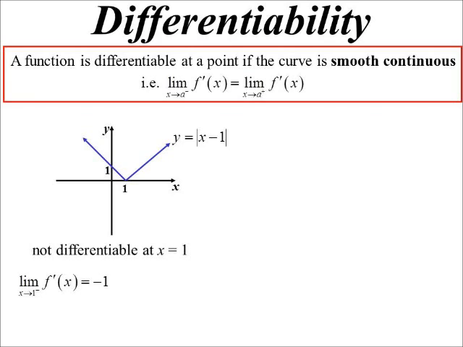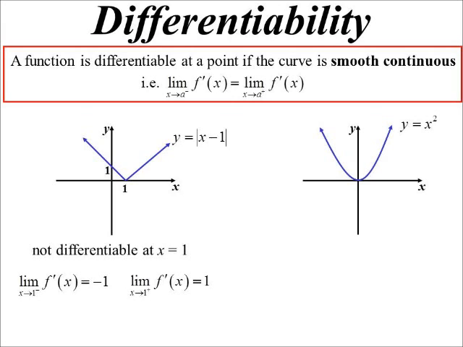Formally, as I say, you wouldn't be asked to do this, but formally you had to prove it. The limit as x approaches 1 from the negative side, well, that slope would be -1. From the positive side, it's +1. They're not the same, so not differentiable. As opposed to, say, this parabola, which is differentiable everywhere. At 1, if I approach it from the left-hand side, we'd get 1, and the right-hand side, we'd get 1 as well.